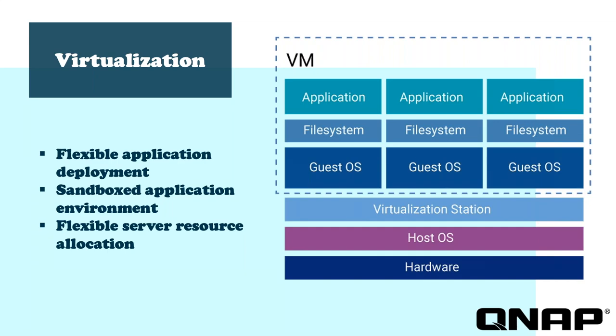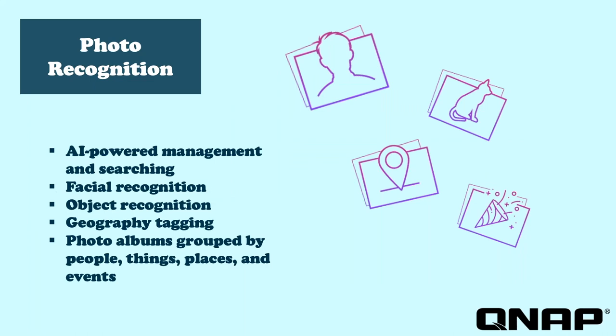And also with virtualization, you can control how many CPU cores and how much RAM is needed for a VM. And you can also run multiple VMs. If you have a NAS that has a higher core count or higher RAM, you can run multiple VMs using Virtualization Station. QNAP also provides another great feature on your NAS.